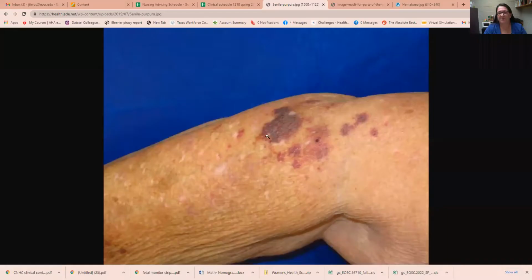Purpura are larger areas of bleeding under the epidermis. These are senile purpura that are not uncommon in elders, but there are some other causes of purpura that can be problematic. So purpura are larger areas of bleeding under the epidermis.